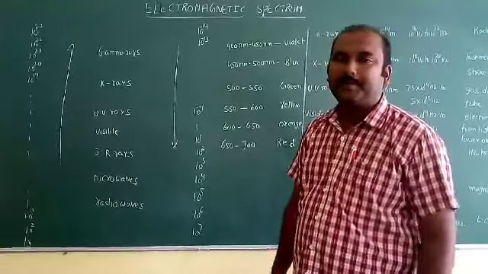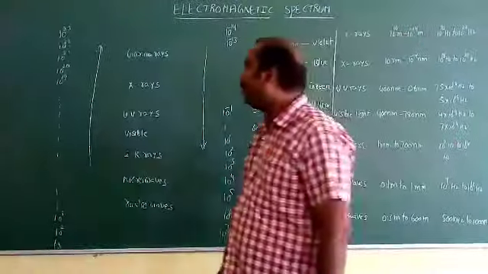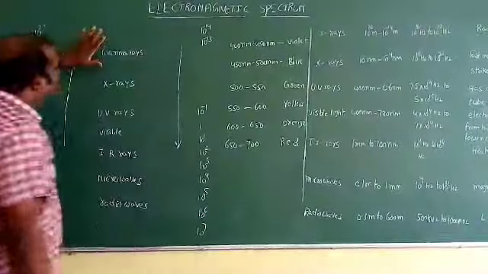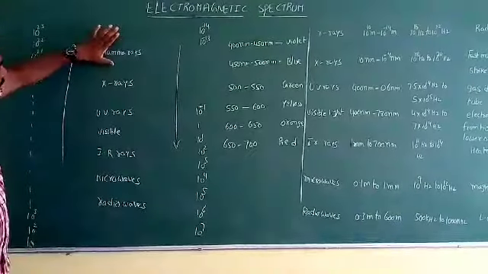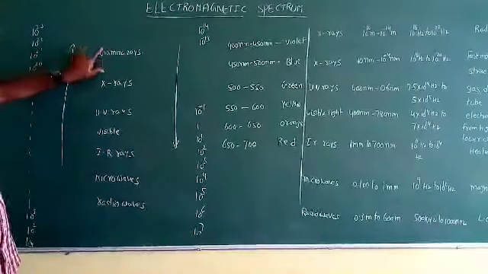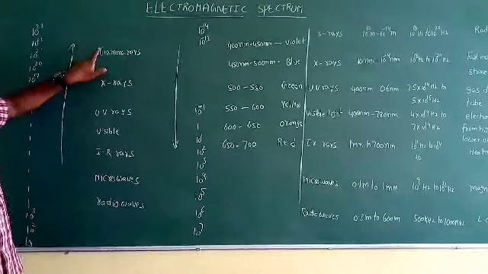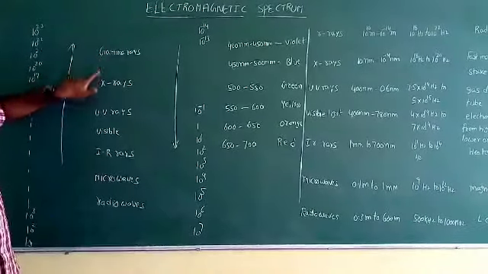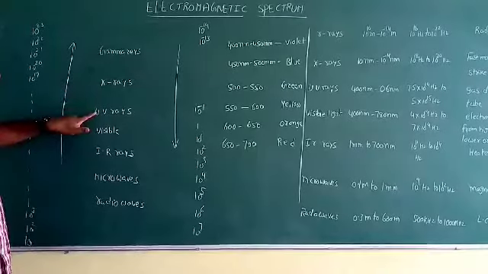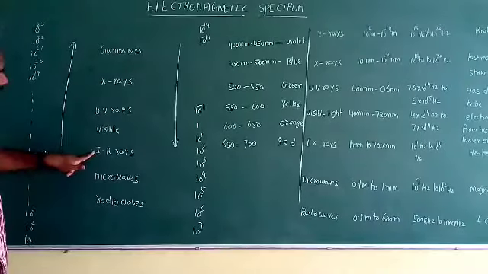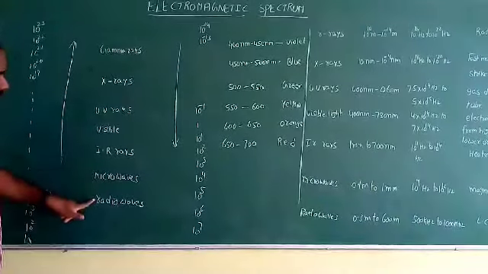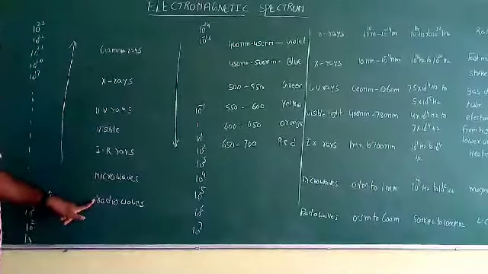In the electromagnetic spectrum, mainly these rays will be present. What are they? According to the frequencies, I am giving you: first gamma rays, X-rays, ultraviolet rays, visible rays, infrared rays, microwaves, and lastly radio waves.